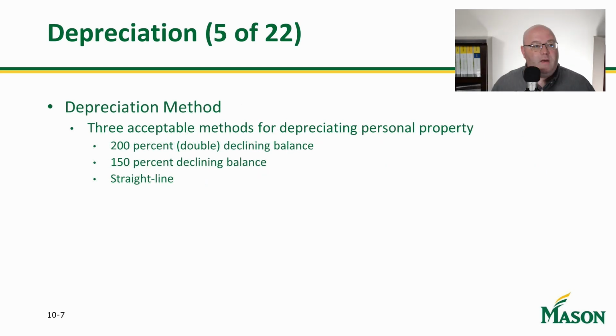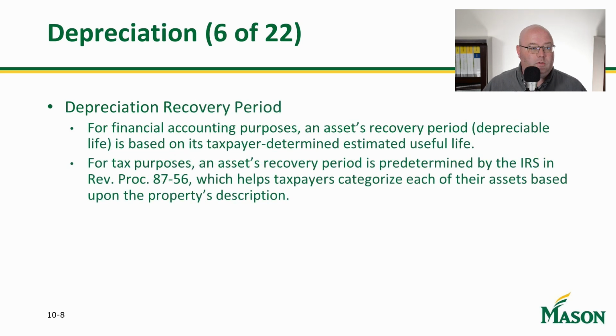The depreciation method, like I said, there are three acceptable ones. The one I was telling you about, the double declining balance, that's the most common. There are some times where you have to use 150, especially under AMT, and then of course there's straight line, and we'll kind of talk a little bit about some of that stuff as we go along.